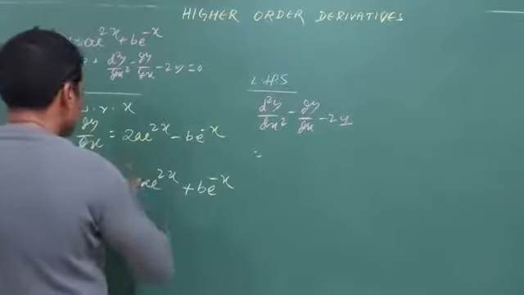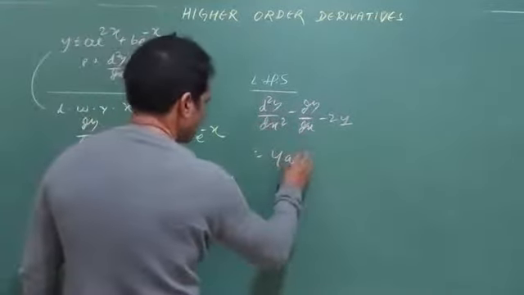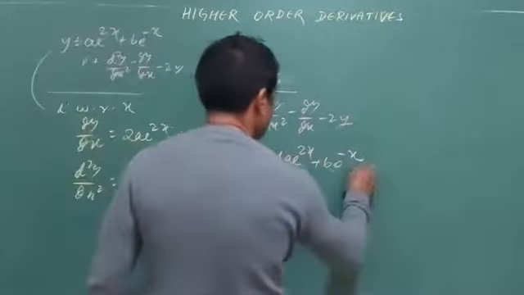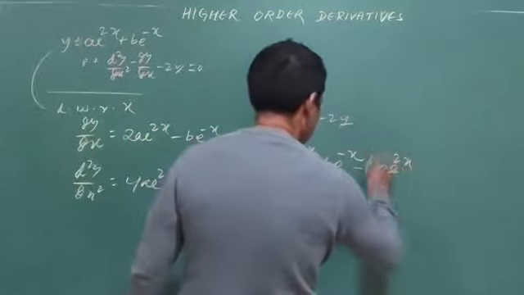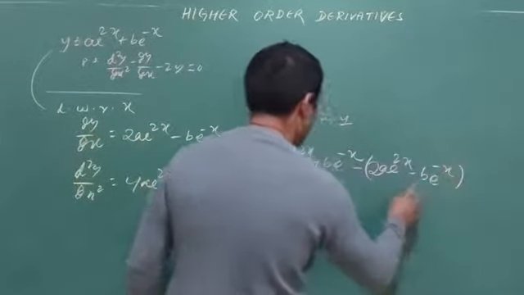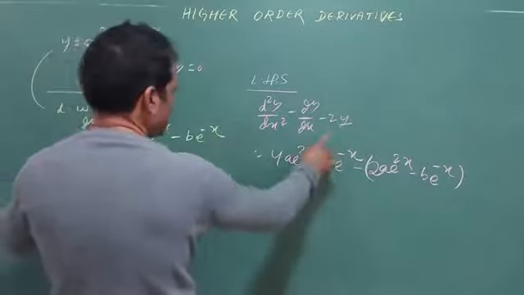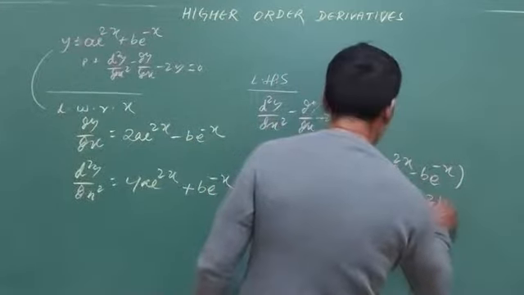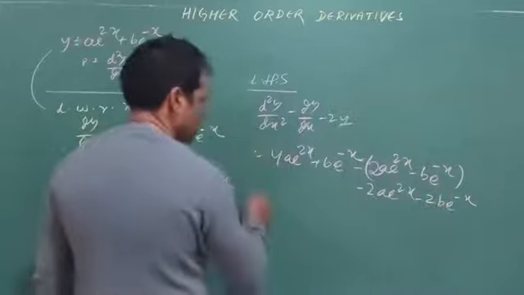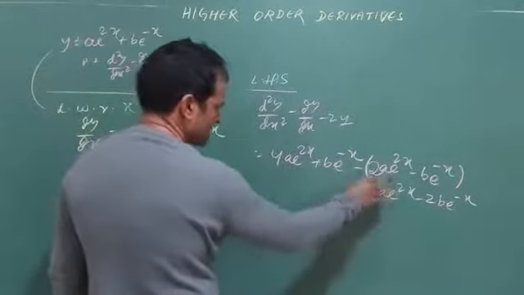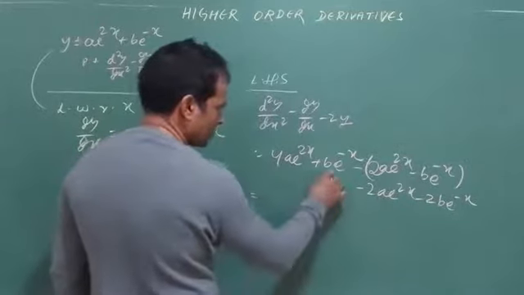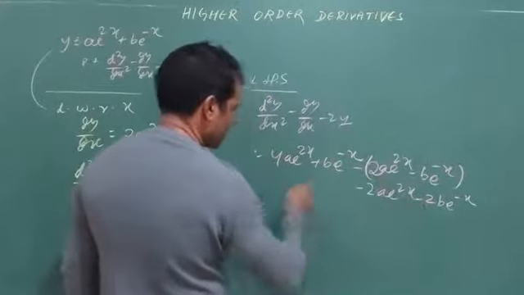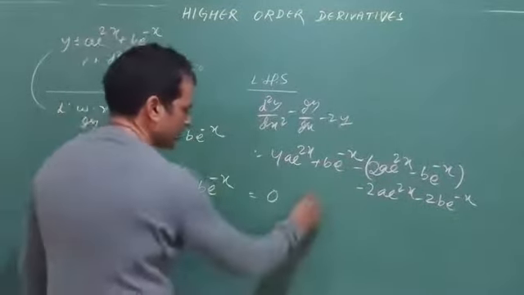So d2y by dx2, replace here: 4a e to the power 2x plus b e to the power minus x. Replace dy by dx: minus (2a e to the power 2x minus b e to the power minus x) minus 2y. 2y means replace this y value: minus 2a e to the power 2x minus 2b e to the power minus x. Now multiply and check it out. 4a e to the power 2x minus 2a e to the power 2x minus 2a e to the power 2x cancel out. b e to the power minus x plus b e to the power minus x minus 2b e to the power minus x. So all cancels out, answer is equal to 0. Hence true.